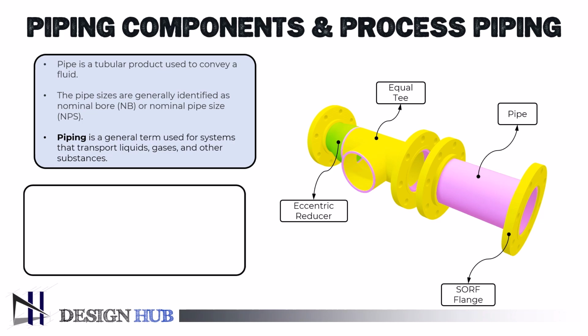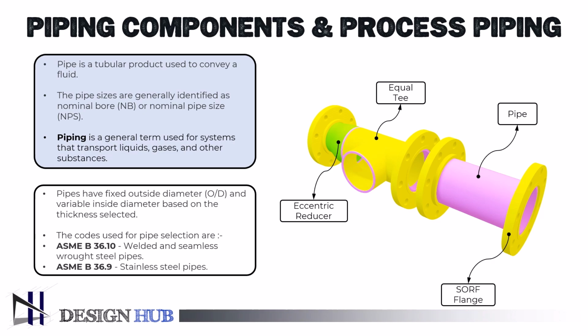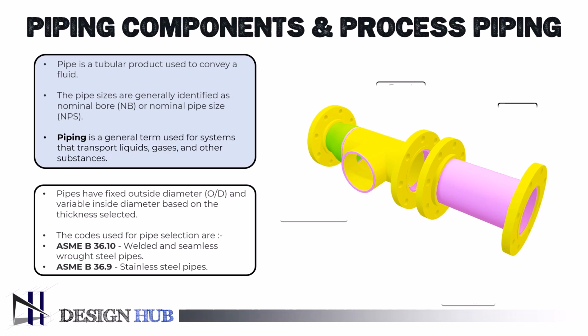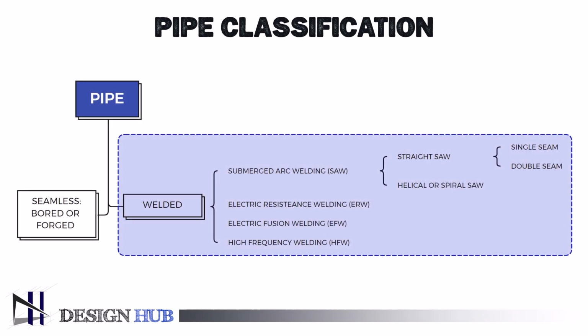The codes used for pipe selection are ASME B36.10, welded and seamless wrought steel pipes, and ASME B36.19, stainless steel pipes. Here you can see the classification of pipe. We will learn about some types of pipes and then go through them in detail in upcoming videos.